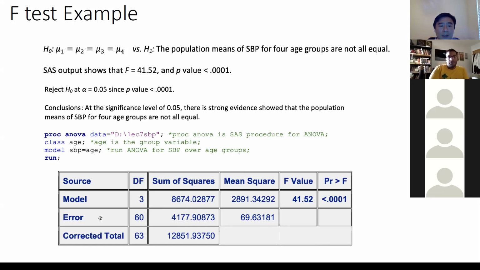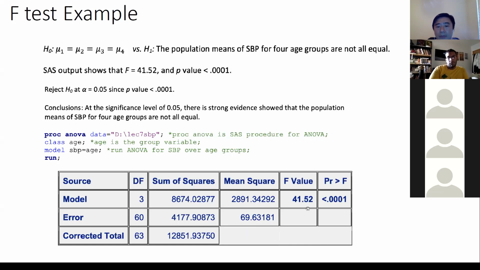For the error term, SAS already gave you the degrees of freedom, which is total minus the model degrees of freedom, and SAS calculated the sum of squares for that part. This divided by the degrees of freedom is equal to the mean square error. The F value is equal to the mean square for the model divided by the mean square error, so 41.5 is equal to 2891 divided by 69.